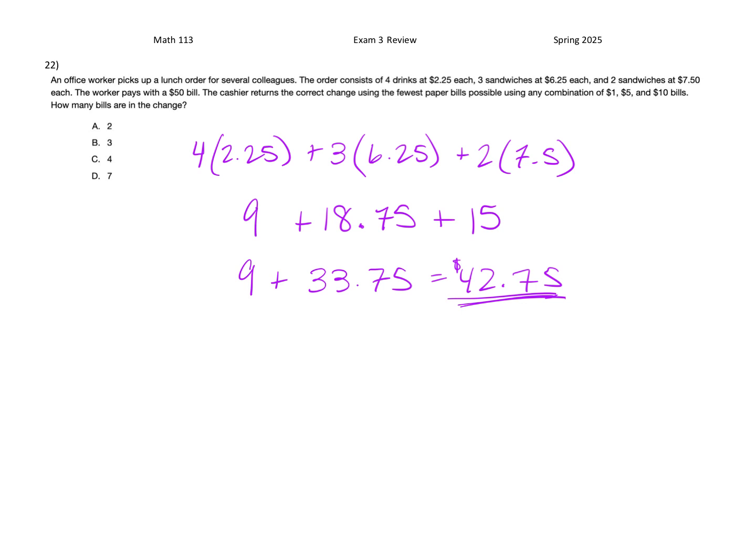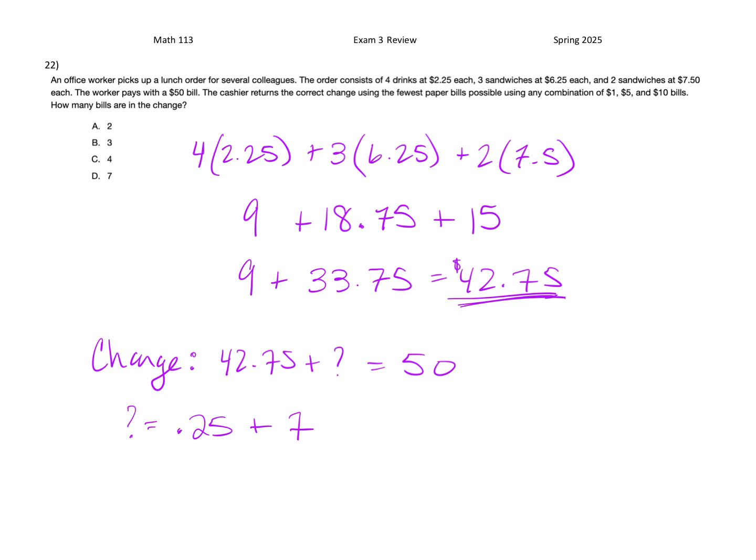But then we have to pay with a $50 bill. So our change is going to be, I'm going to add up from 42.75. 42.75 plus what would get me to $50. So I'm going to add 25 cents to get me to 43. And then I'm going to add seven more to get me to 50. Okay, so the change is $7.25.